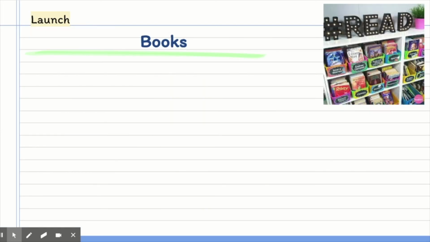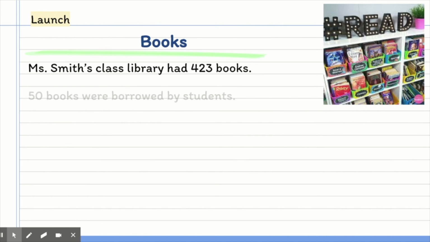It's titled Books, and we're doing that 3-read. So the first read, we're going to read through the information and break it down. At first, we have Miss Smith's class library has 423 books. 50 books were borrowed by students. Okay, so we know that this is math, and we're either adding on or taking away. So we're reading through to understand the first 2 sentences. Notice there's no question yet.